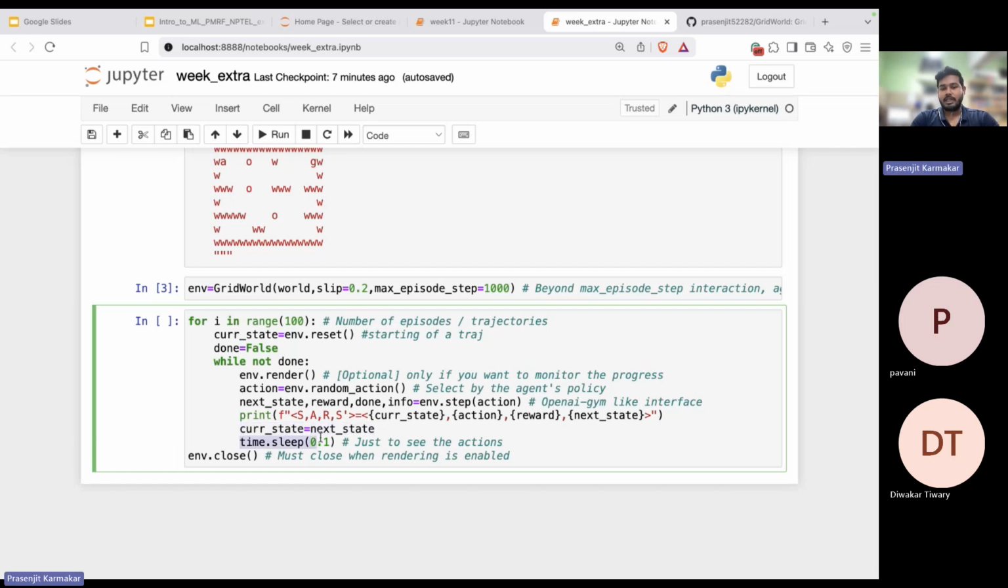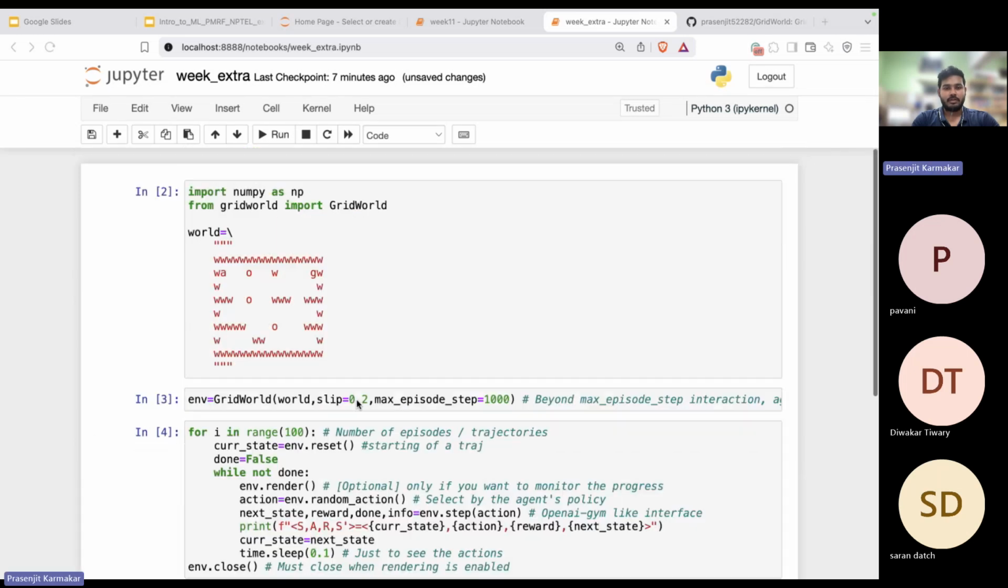Then, just to make it render slowly, it keeps a sleep. It's not necessary. You can remove it when you are, let's say, playing it for thousands of times, right? And then at the end you have to close the environment so that all the resources you are hogging in the system get released. Okay, now let's see. I am rendering and playing for 1,000 episodes. Let's see.